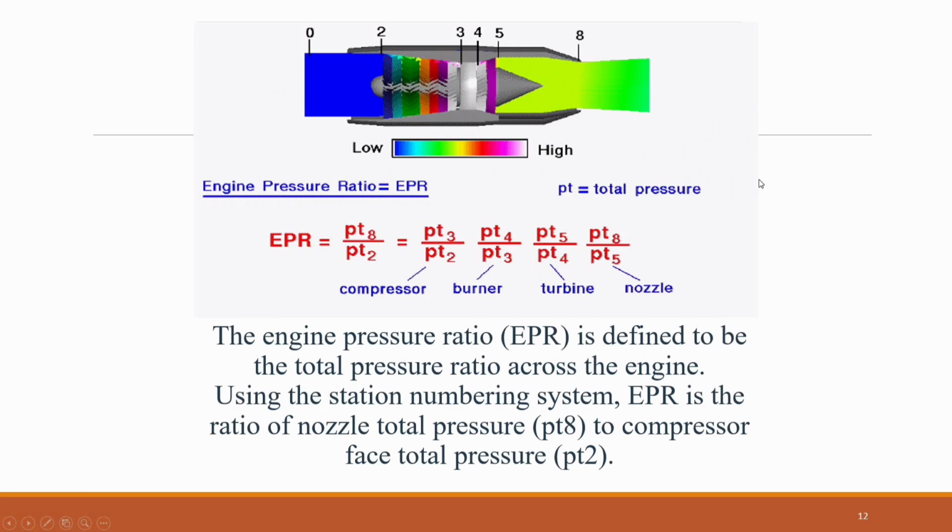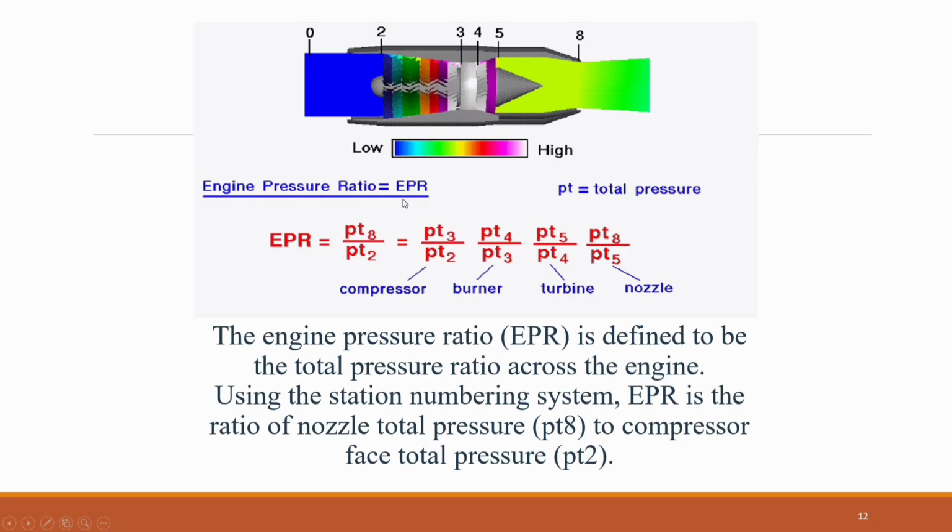Engine pressure ratio (EPR). The engine pressure ratio, or EPR, is a key parameter used to describe the performance of a turbojet engine. EPR is defined as the total pressure ratio across the engine, meaning it compares the total pressure at the engine exit to the total pressure at the compressor inlet.